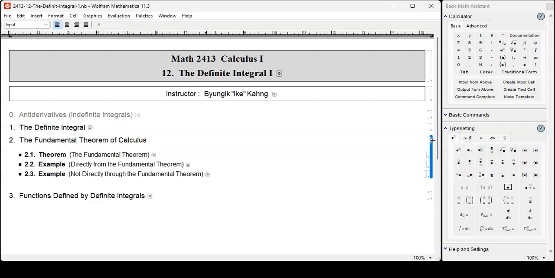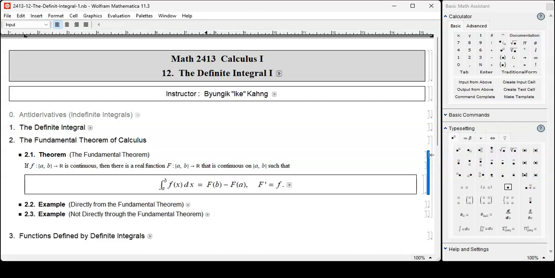Let us resume our discussion in section 2. The fundamental theorem of calculus says the definite integral of a continuous function in a closed and bounded interval a to b can be calculated as a net change of the antiderivative function. And yes, the antiderivative always exists.